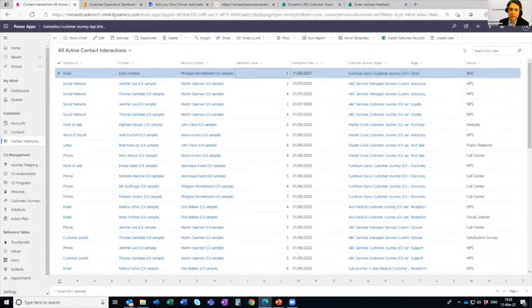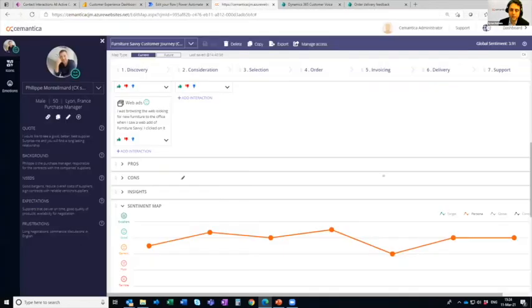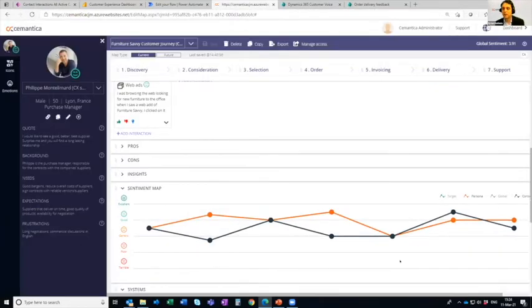Taking now this interaction in place, I can go back to my journey map and I can activate in Semantica the black line. The black line represents the real customer feedback collected from real customers over time on the different stages of the journey. This allows me to compare the behavior of Philippe Montelimar, represented by the orange line here, with the real customers related to this segment, which is the black line.